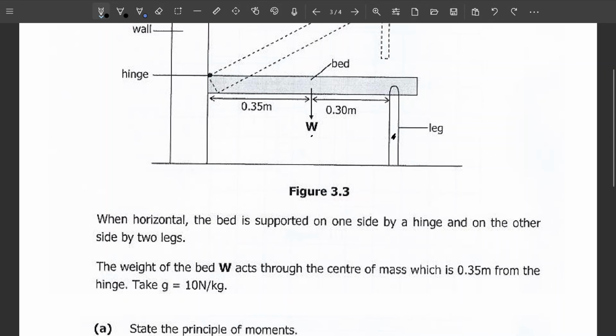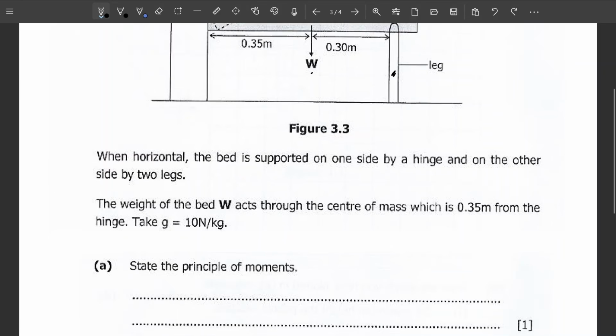Then we are saying from the hinge, take g as 10 newton per kg. Then the same Roman numeral, A, state the principle of moment.